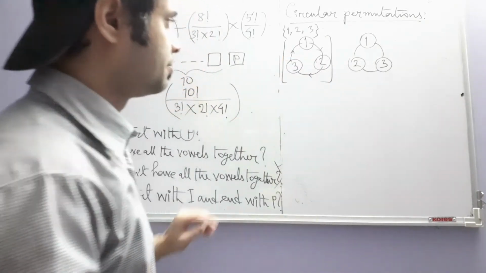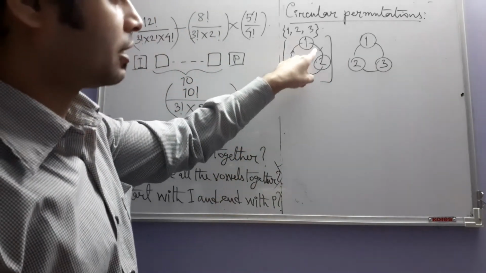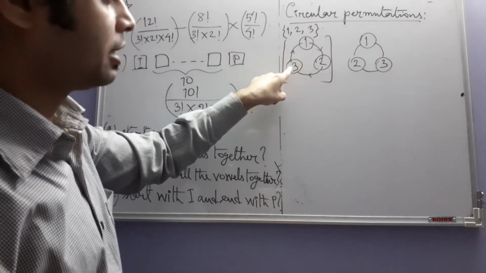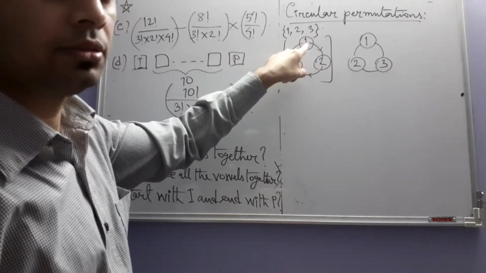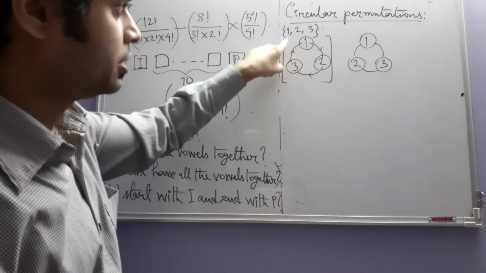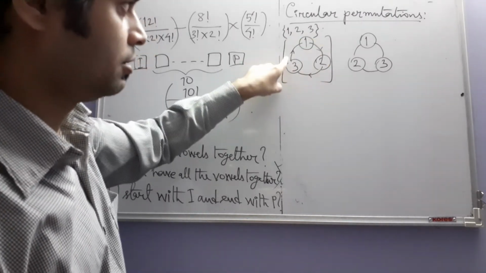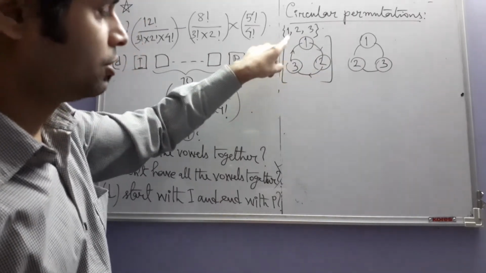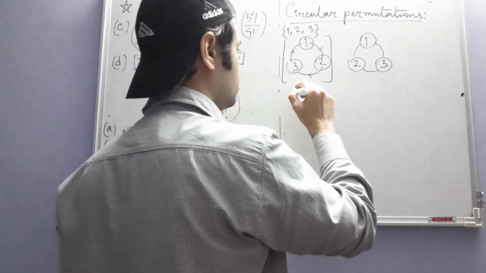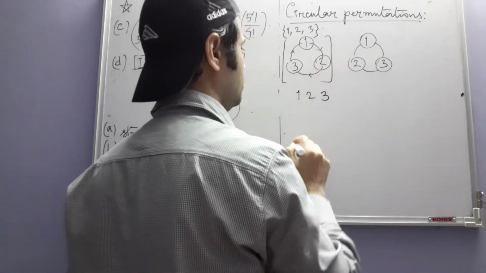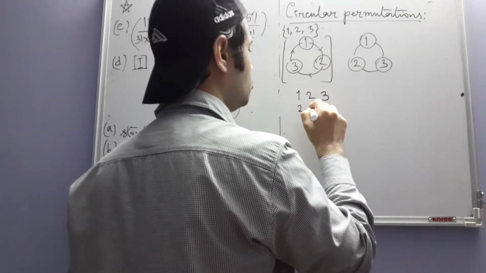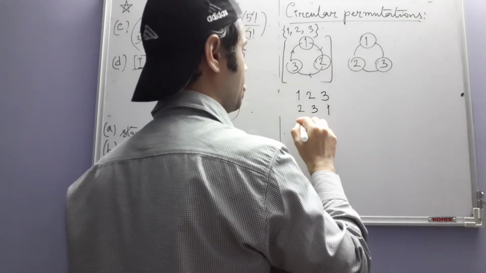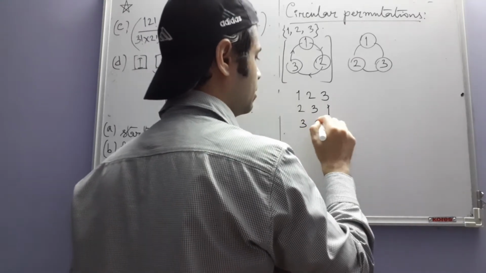Now, if I think of it in clockwise direction, after 1 I get 2, after 2 I am getting 3, after 3 I am getting 1. 1, 2, 3, 1, 2, 3, 1, 2, 3. Or if I start from 3, 3, 1, 2, you see the thing, 1, 2, 3, 2, 3, 1, 3, 1, 2.